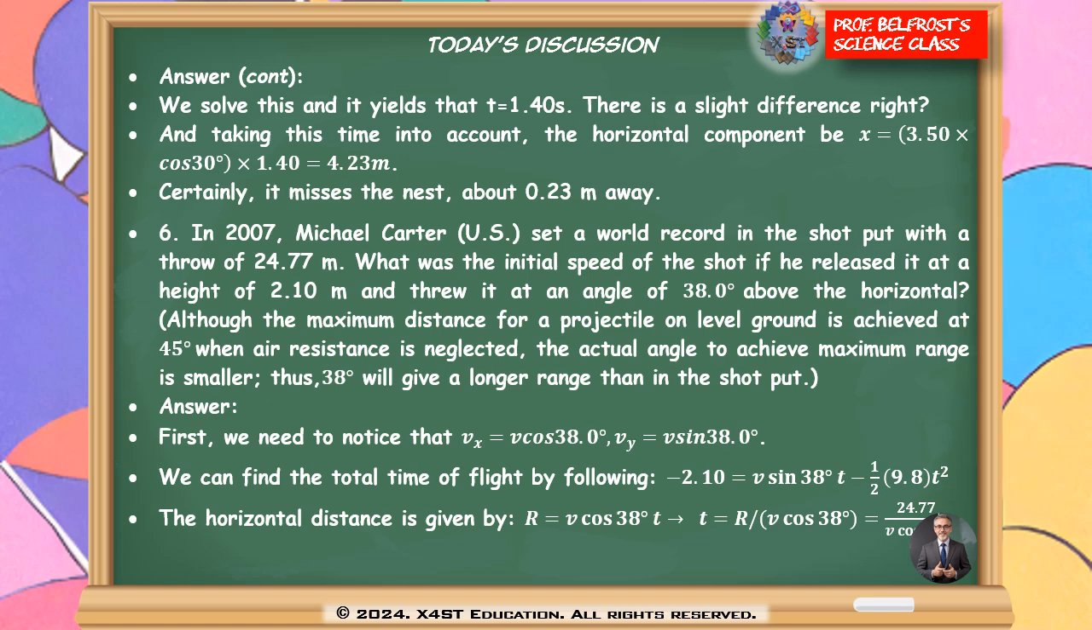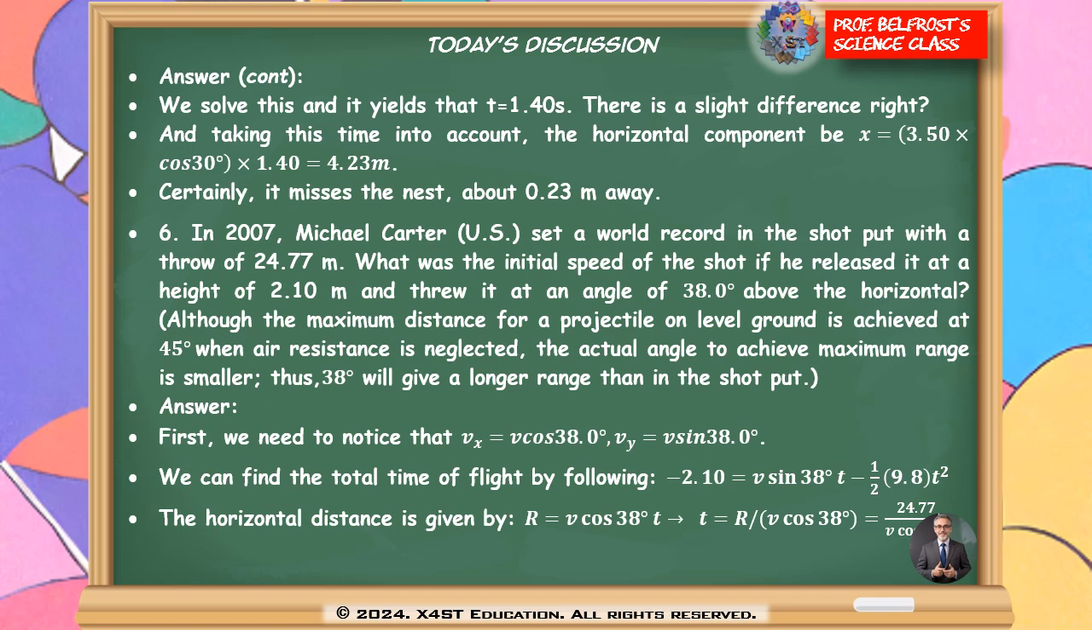It says it's a shot put with a throw of 24.77 meters. The shot is released at a height of 2.10 meters and thrown at an angle of about 38.0 degrees above the horizon. There are many explanations that you need to read by yourself, but the point is that you are asked what is the initial speed that is needed.